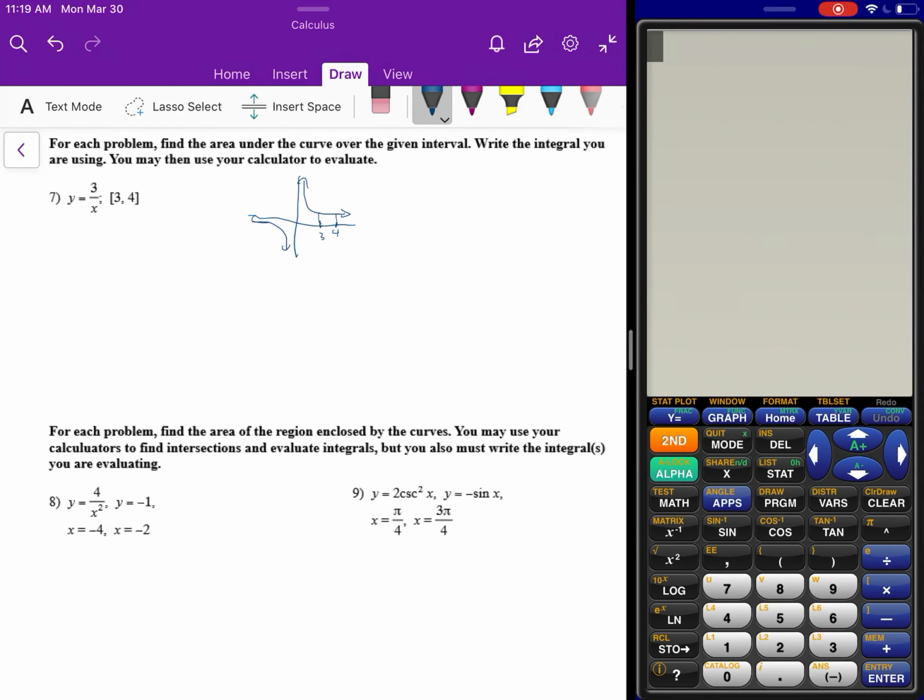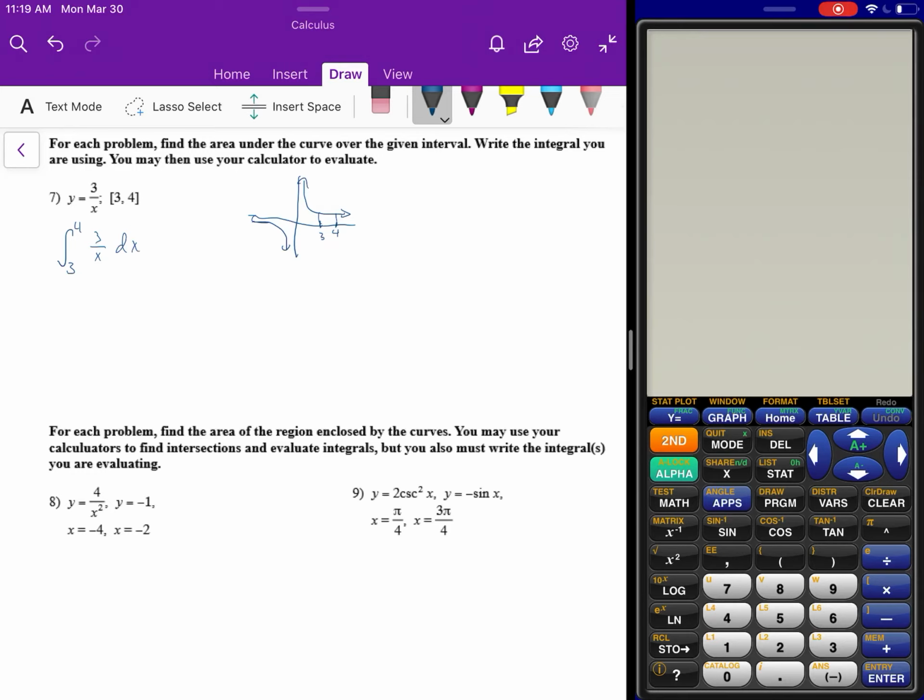Well, we notice that's all above the x-axis. So we don't have to be concerned about some of it being positive and some of it being negative if it crossed over the x-axis. So really, to find the area in that interval, we're going to do the integral from 3 to 4 of 3 over x dx. And that's the integral that we need to do.